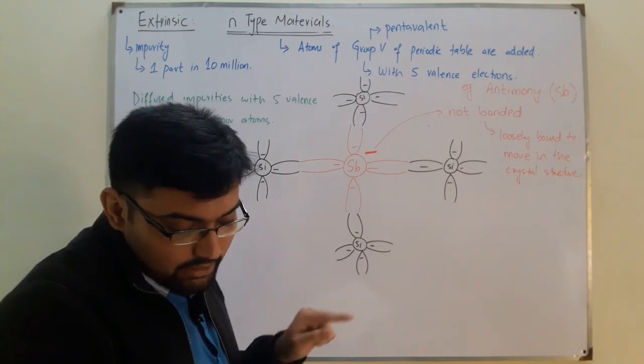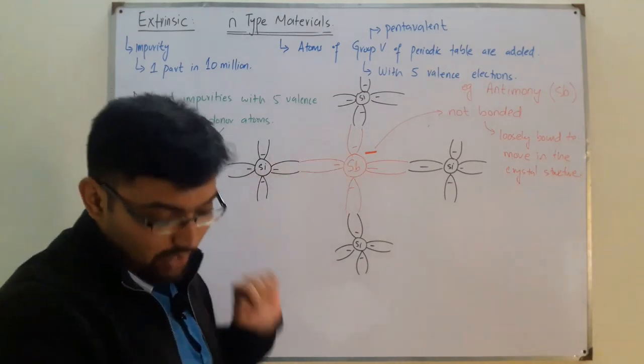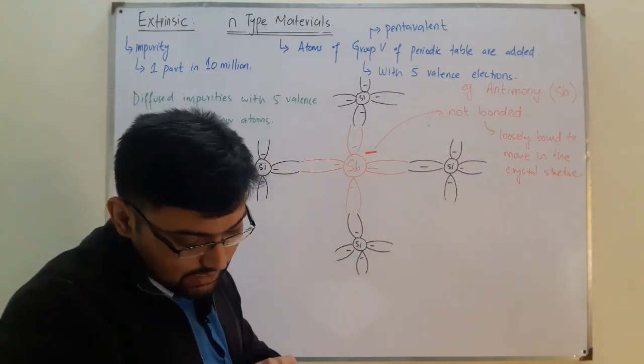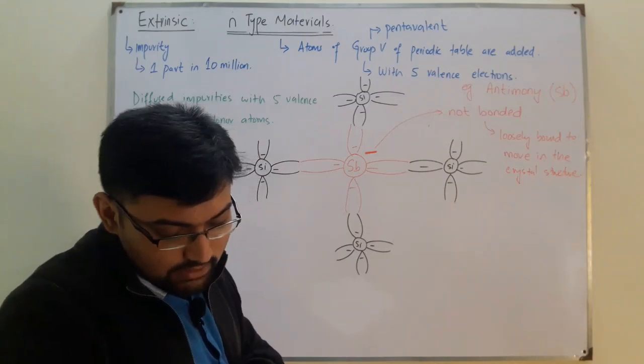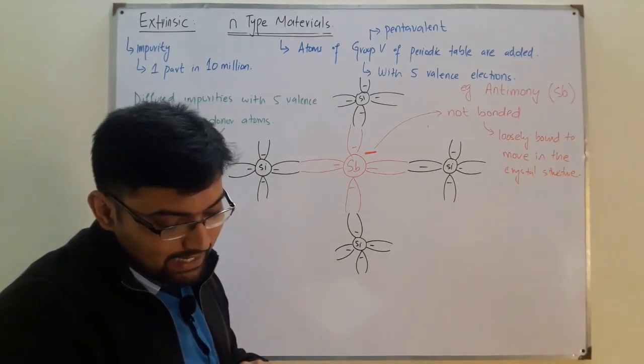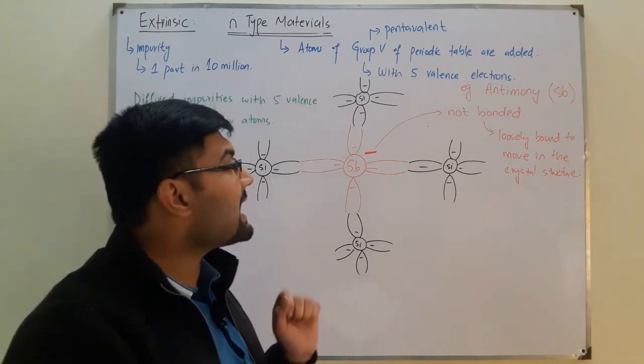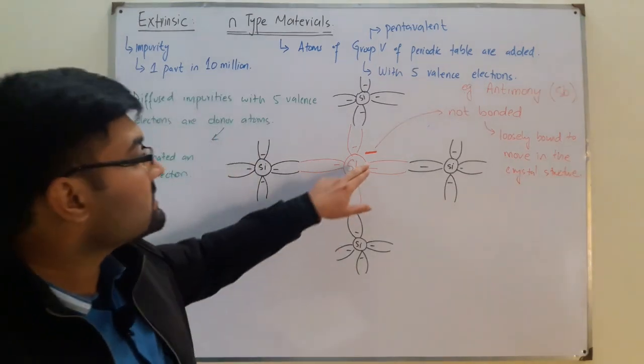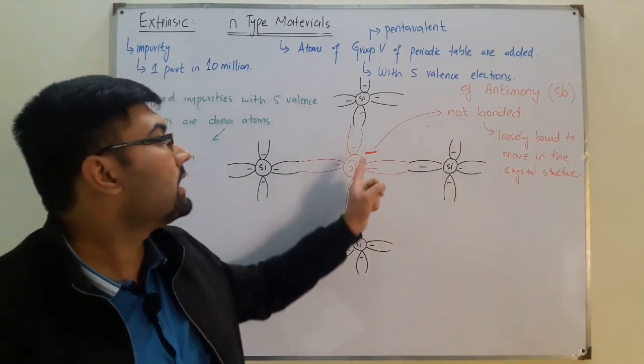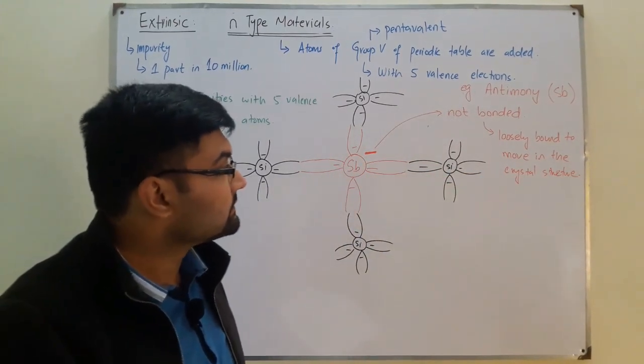There is, however, an additional fifth electron due to the impurity atom, which is unassociated with any particular covalent bond. This remaining electron, loosely bound to its parent atom, is relatively free to move within the newly formed n-type material. It is relatively free to move in the lattice.